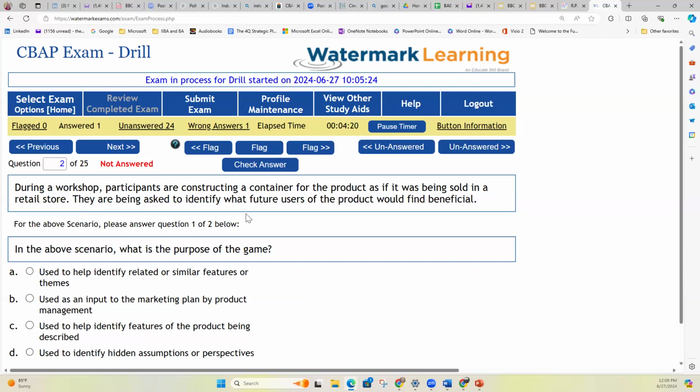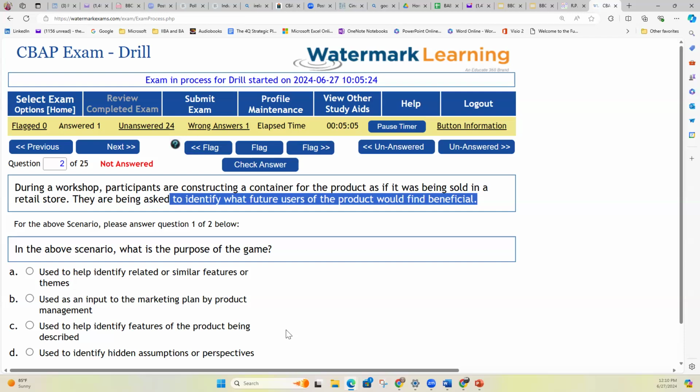During the workshop, participants are constructing a container for the product as if it were being sold in a retail store. They're being asked to identify what features users of the product would find beneficial. So for the above scenario, there are 2 questions. The first one: in the above scenario, what is the purpose of this game? A, used to help identify related or similar features or themes; B, used as an input for the marketing plan by product management; C, used to help identify features of the product being described; or D, used to identify hidden assumptions or perspectives. They're being asked to identify what features the users would find beneficial. So according to the BABOK, which of these 4 answers is the best answer?